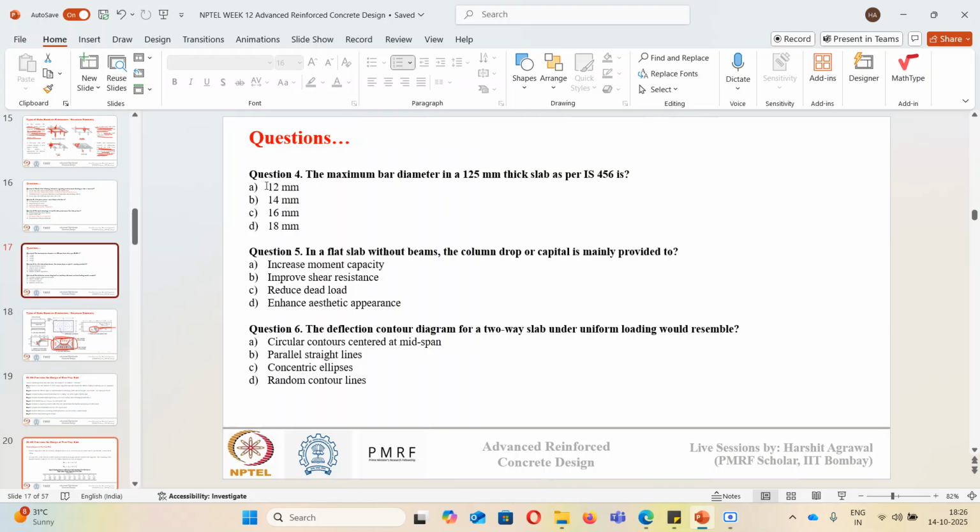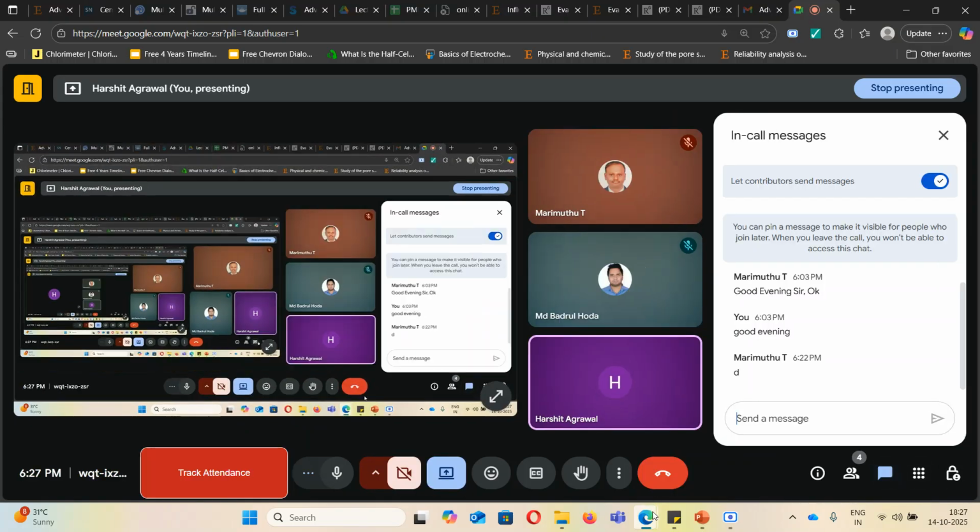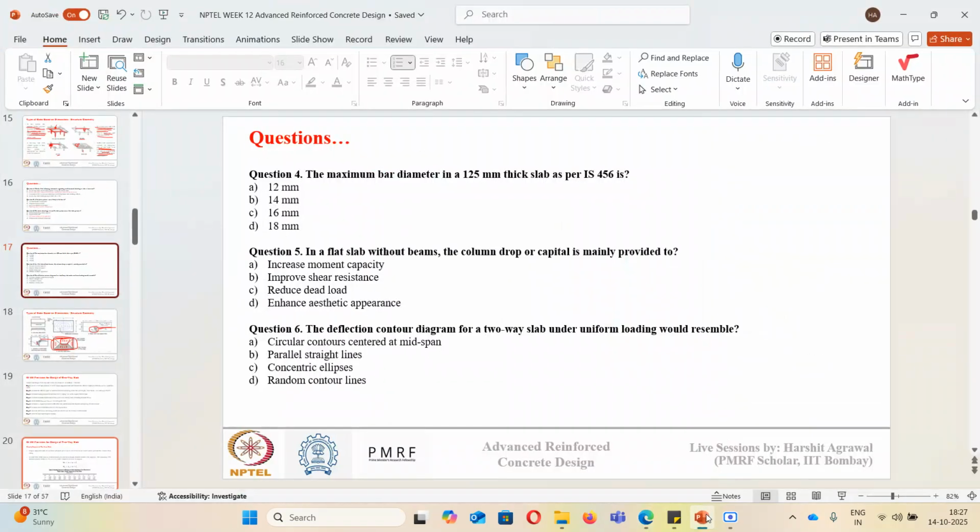Now tell me the answer for question number 4. What will be the maximum diameter of rebar that I can use if I have a 125 thick slab? So I told you the limits that are mentioned in IS code. What was the limit for maximum bar diameter? Does anyone remember?